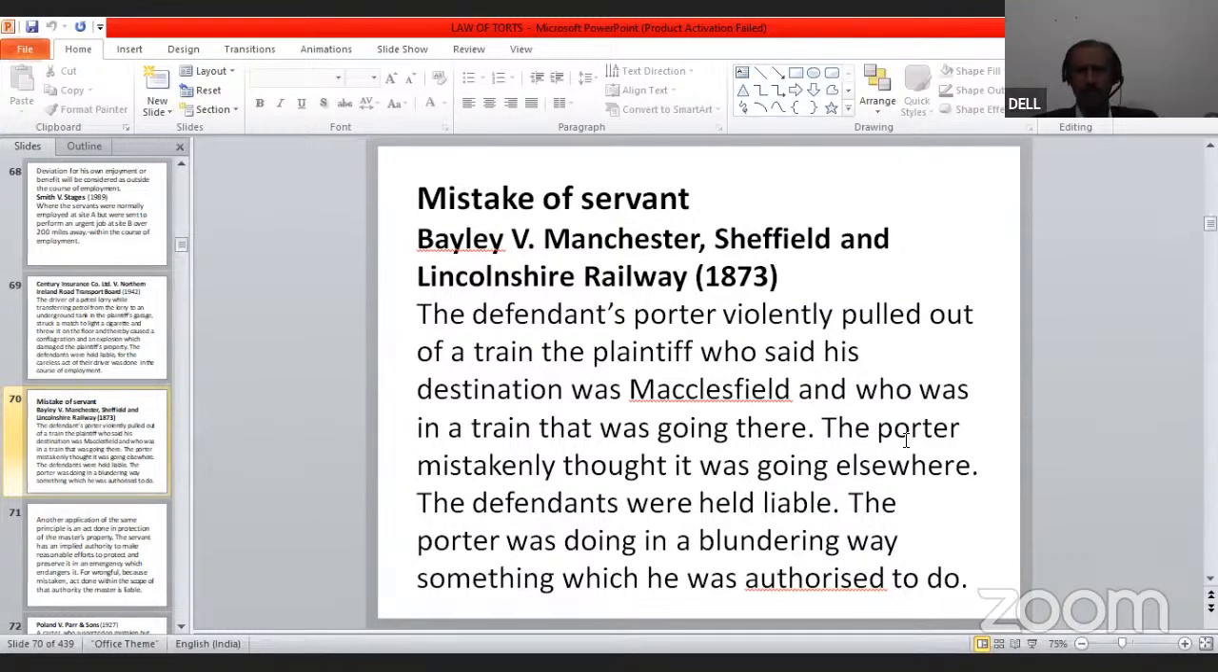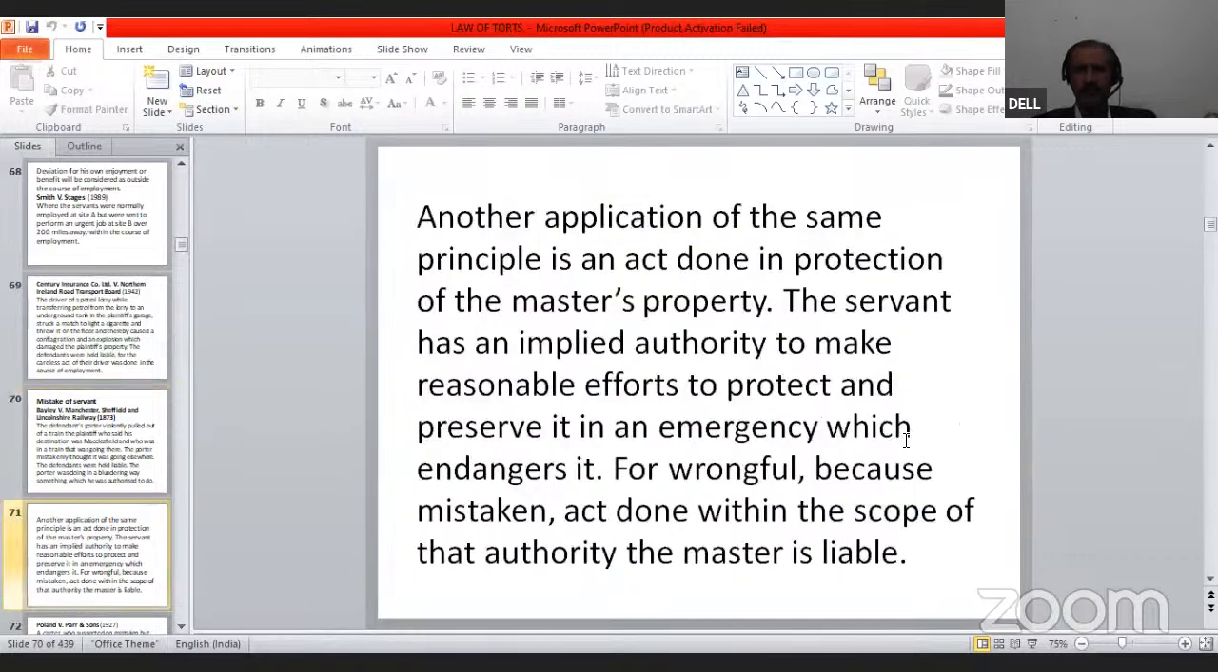A porter was appointed. Here is a person, Bailey, he was going to Macclesfield. He purchased a ticket and he was in the right train. The train was going towards Macclesfield only. The porter came and inquired, and he said, I'm going to Macclesfield. But the porter himself mistakenly thought that the train was going elsewhere. That's why he was dragged out of the train along with his belongings. This was rude behavior and a mistake, and hence the railway department was held responsible, of course.